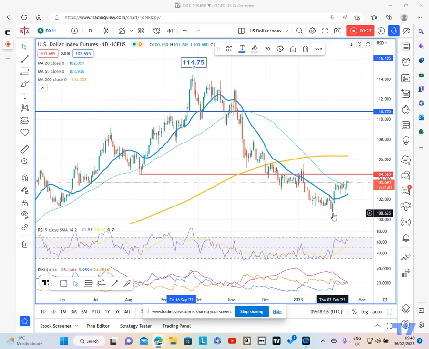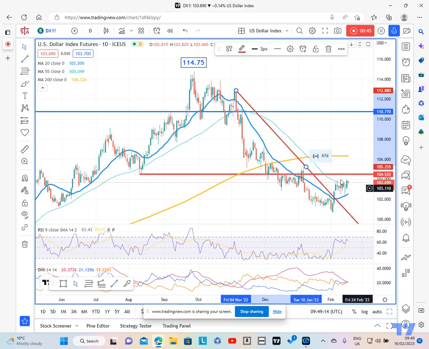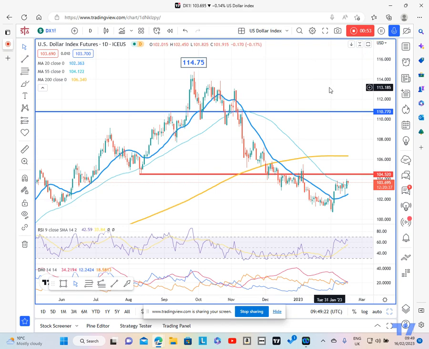However, recently we've rallied from just above 100 to around 104. So it is possible that we are starting to change trend here. We notice that the trend line has been broken here and the market's consolidating its break. So that's quite interesting. And then we look at things like the weekly chart and the monthly chart.